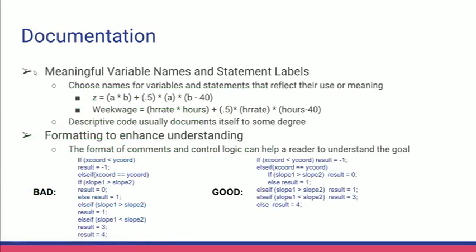And again, meaningful variable names and statement labels. It's very important to choose names for variables and statements that reflect their use and their meaning. So here we have an example, z equals a times b plus 0.5 times a times b minus 40. When you look at this line of code by itself, it's really impossible to abstract any meaningful information from that line.